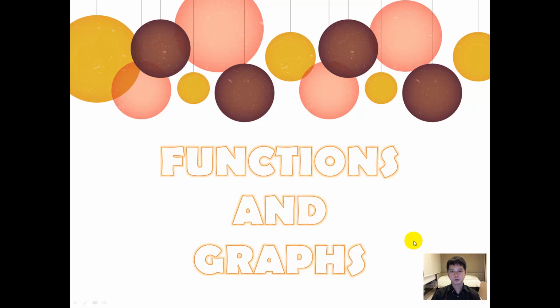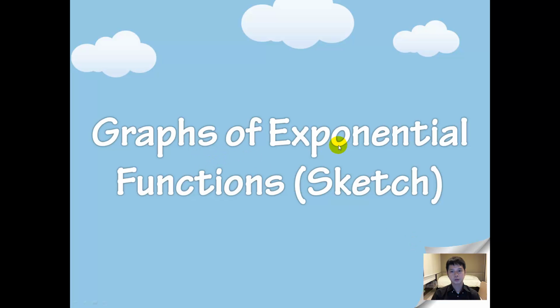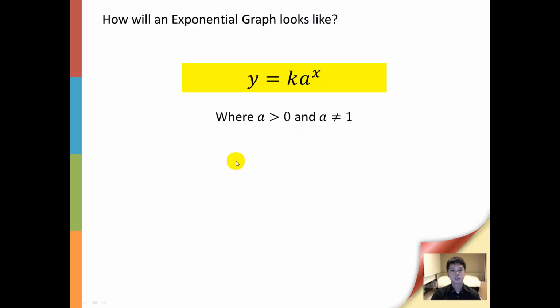In this part of the chapter, we shall learn how to sketch the graphs of exponential functions. The equation of the graph of an exponential function will look like this: y equals ka to the power of x. Unlike other power functions, x is now the power. It is important to note that a must be positive and a cannot be 1.